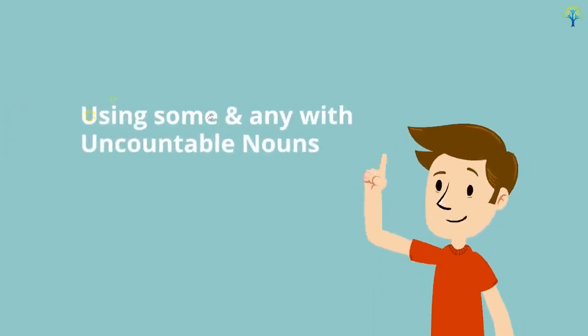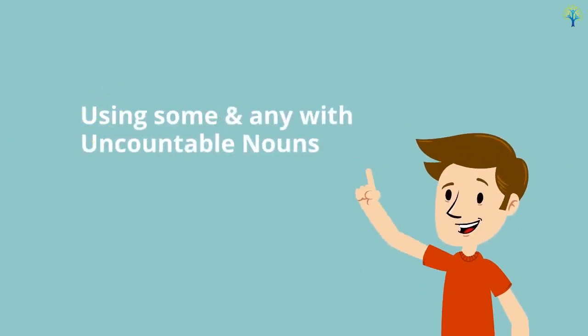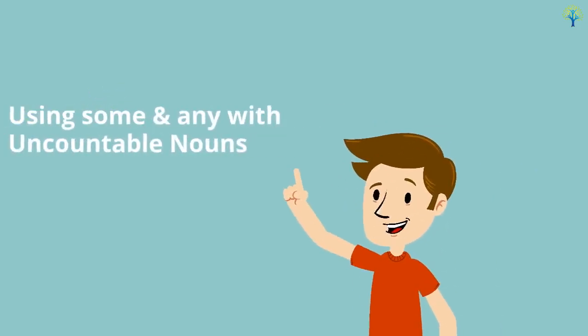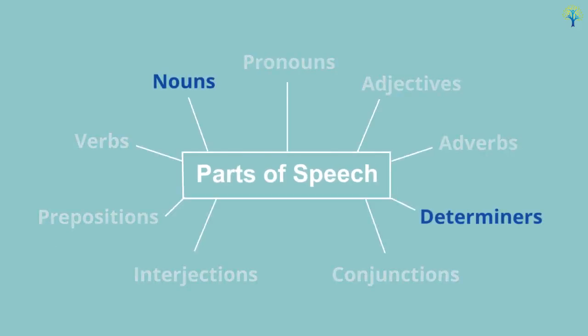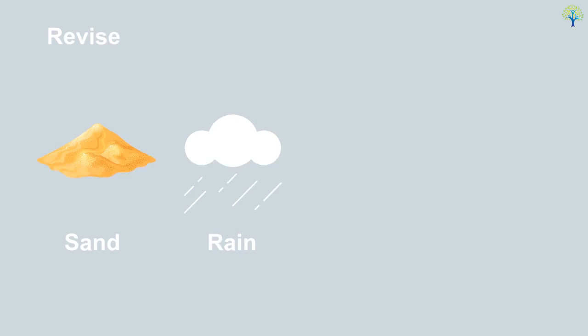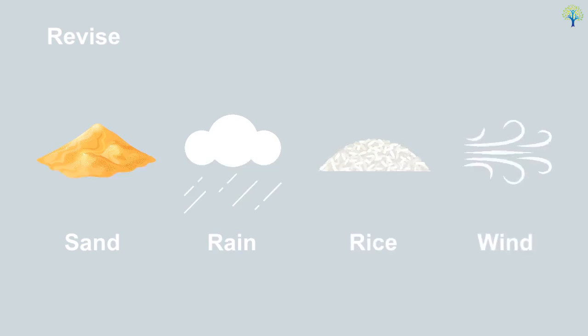In this video, you will learn to form sentences using uncountable nouns. This topic talks about nouns and determiners. Uncountable nouns are nouns that cannot be counted. For example, sand, rain, rice, and wind.